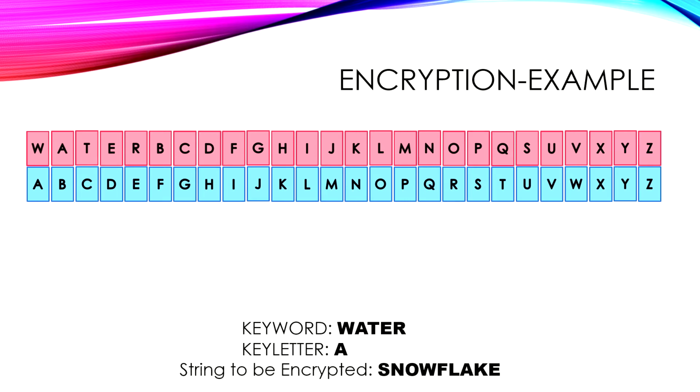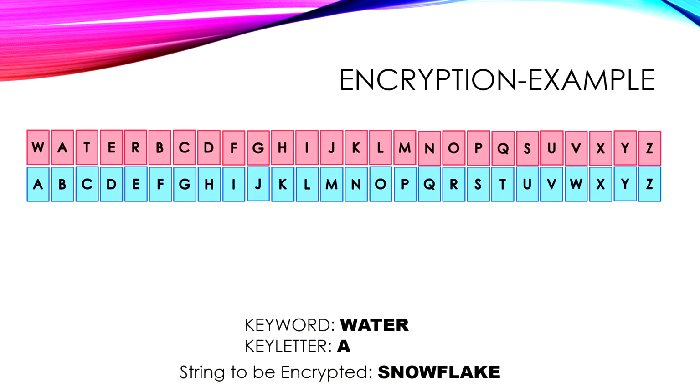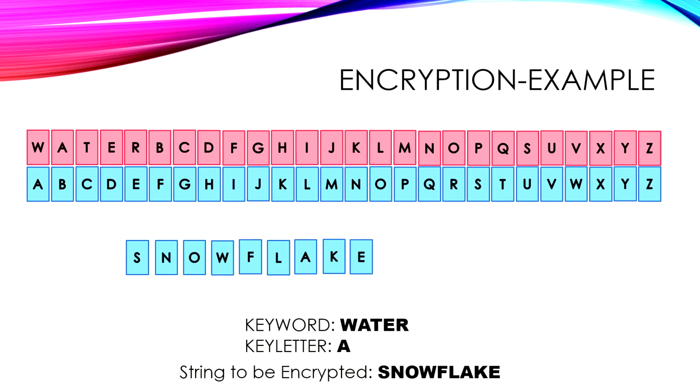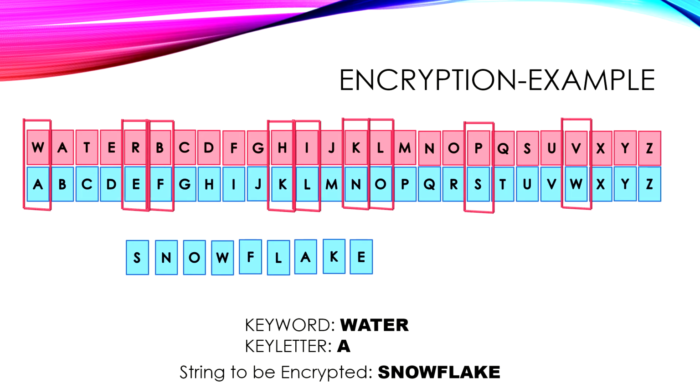Now, the string that needs to be encrypted that we have taken here is snowflake. So we take the letters which form the word snowflake and we replace each of the letter with the letter in the ciphertext against it. So S is replaced by P, N is replaced by K, O is replaced by L, W is replaced by V, F is replaced by B, and so on. So we get our encrypted text.